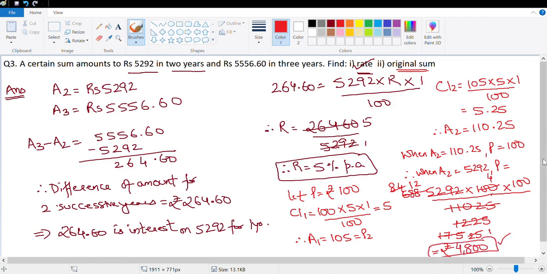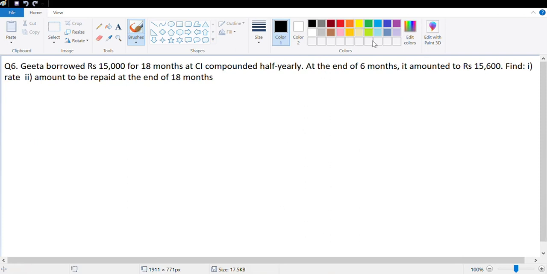Done. Let's look at the next question. The next question that we'll be doing is question number 6. Let's look at the question. Question 6 says, Geeta borrowed rupees 15,000 for 18 months. So 15,000 for 18 months at compound interest half yearly.